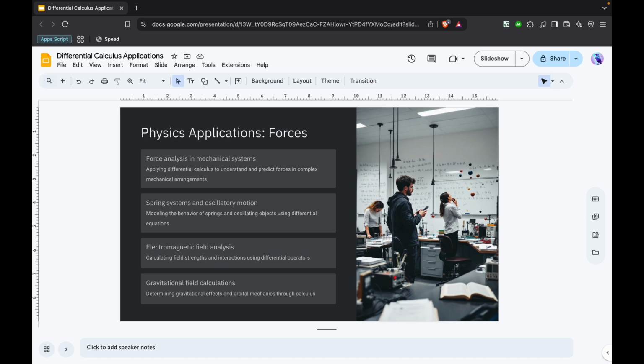Now, the key takeaway is that this analysis is going to be in mechanical systems. For the spring systems, it's less about actually derivatives and more about differential equations. For electromagnetic fields, it's differential operators. And for gravitational fields, integration is also quite useful and will be mentioned in the next video.